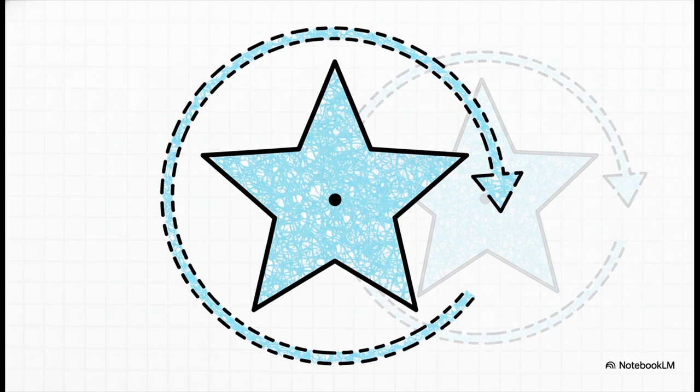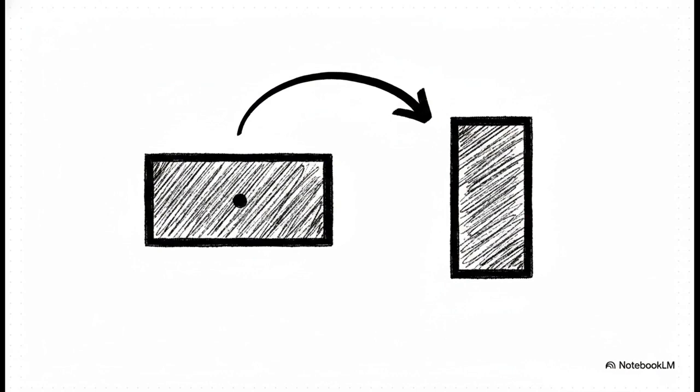Next up, move number 2, the spin. The official math term is rotation. The best way to think about it is like sticking a thumbtack in the middle of a shape and just spinning it around that point. So you can see here, we took that rectangle and just gave it a 90-degree turn around its center. It's the same rectangle for sure. It's just standing up instead of lying down.